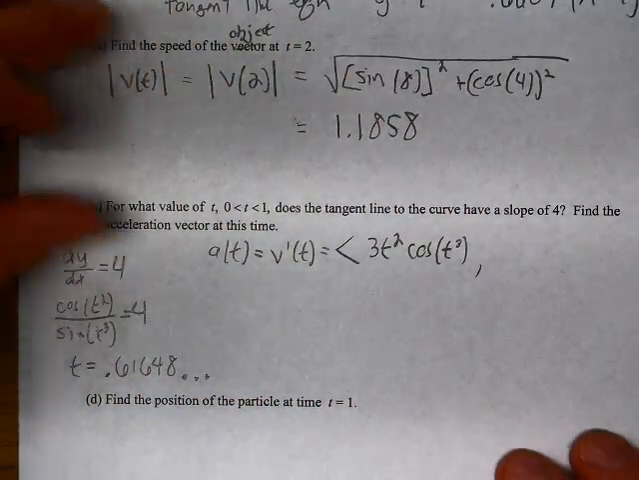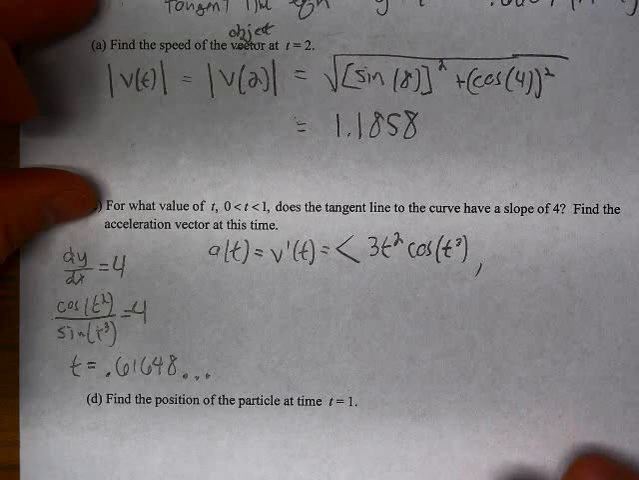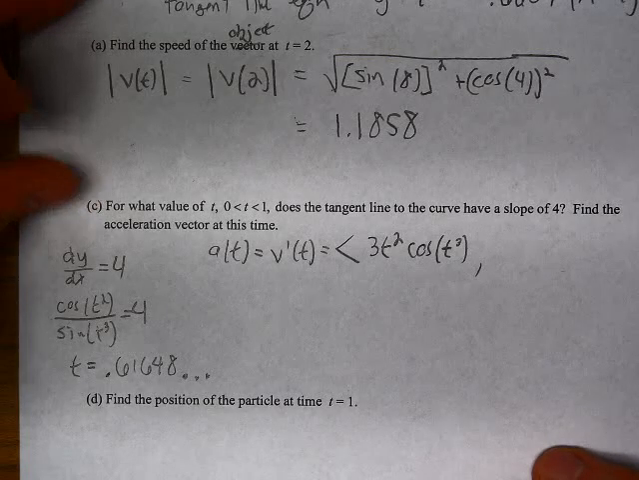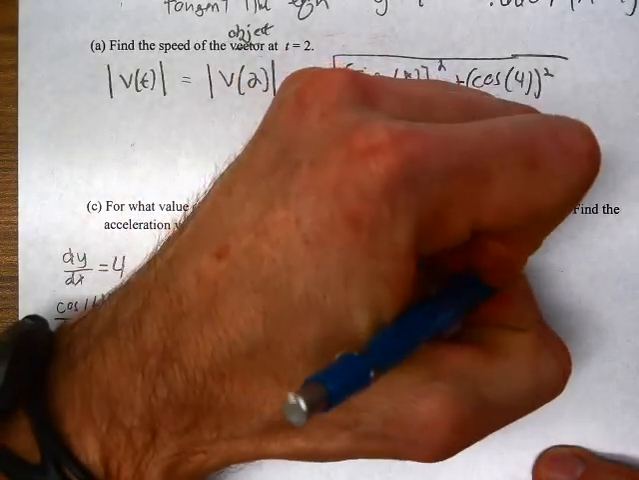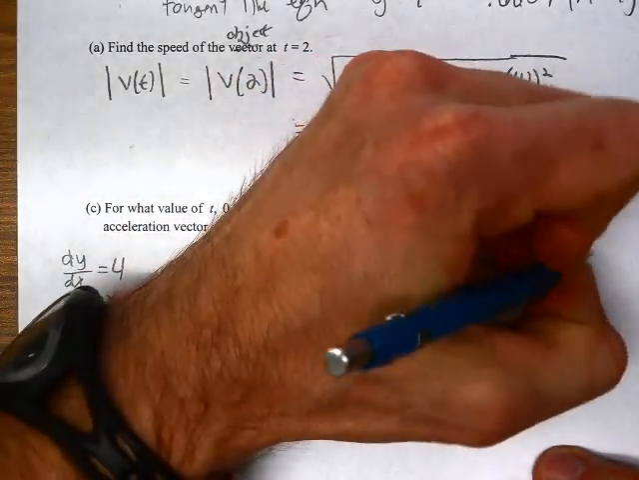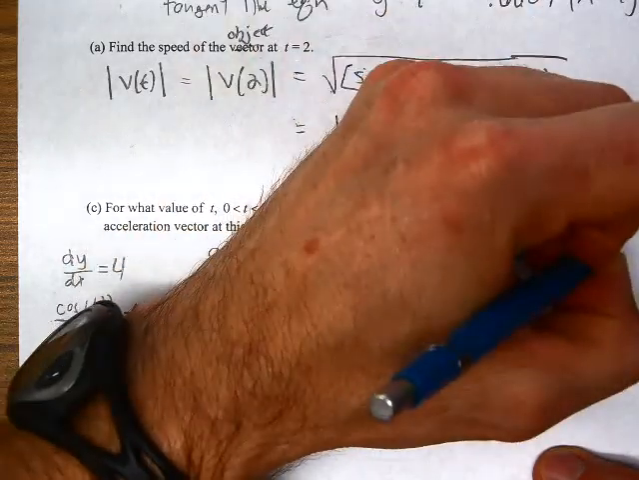And then for the velocity in the y direction was cosine of t squared. So that's going to be negative sine of t squared times negative 2t. No, I'm sorry, negative sine of t squared times 2t. So that will give us a negative 2t sine of t squared.